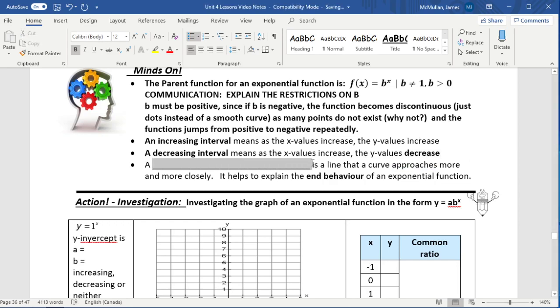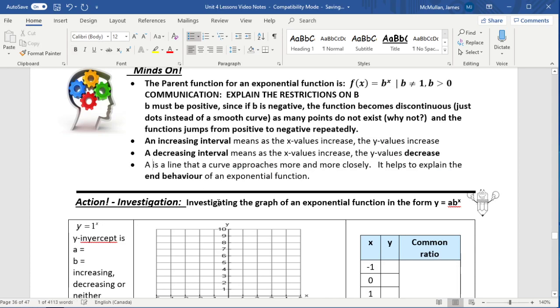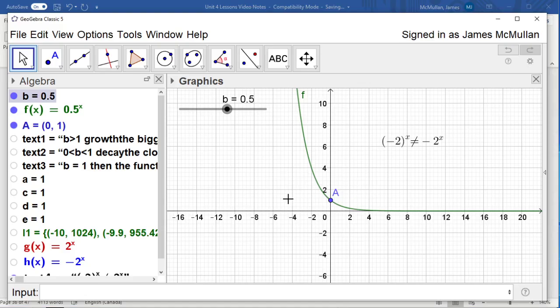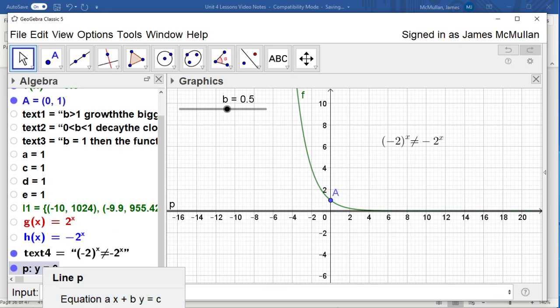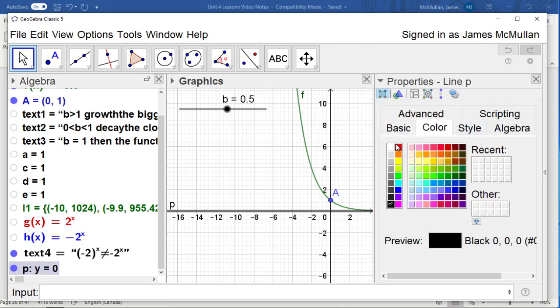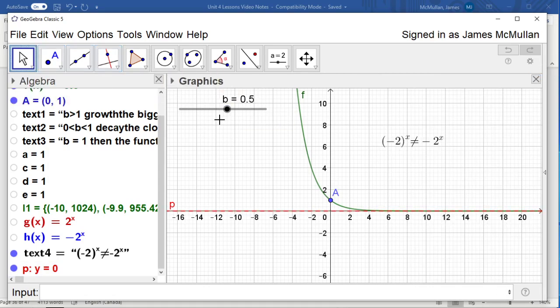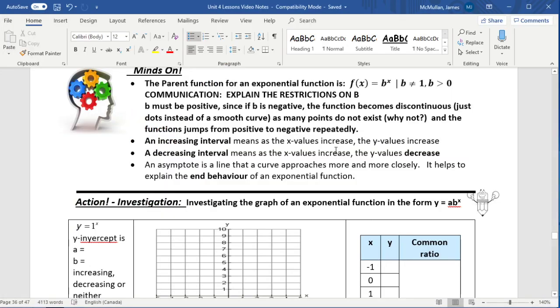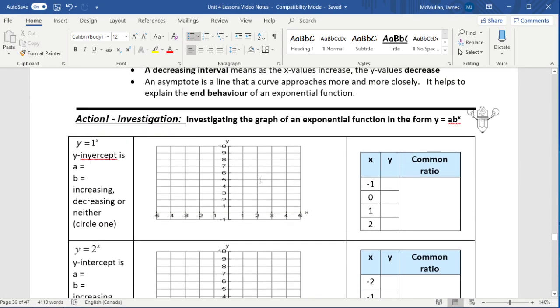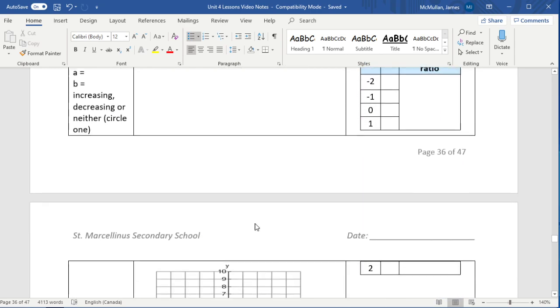Okay, an asymptote is a line that a curve approaches more and more closely. You can see that the exponential functions always do have an asymptote, and that asymptote is at y equals 0. No matter what I put for the base, it always has that same asymptote of 0, which it approaches but never reaches. Now, basically for today, your job is to create graphs of all of these things.